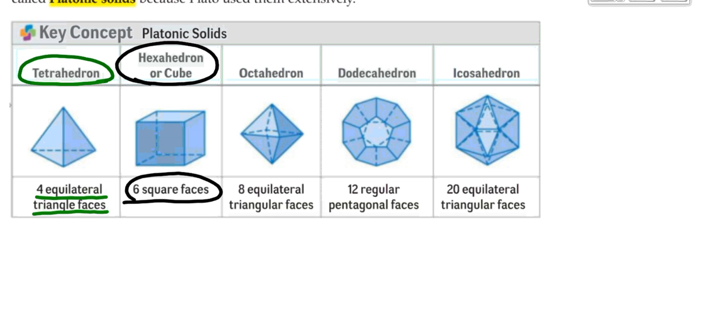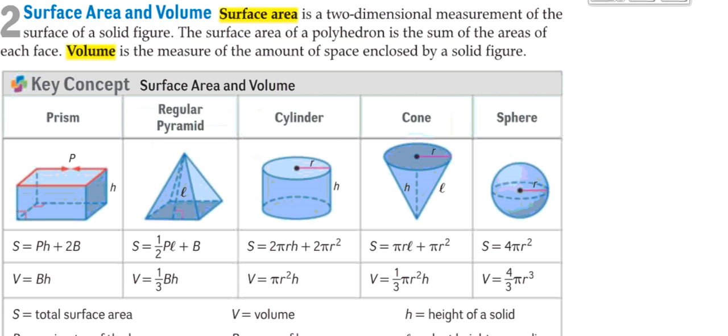So those are the platonic solids. You have to know the first 2 as we go through that. Then the next handout has lots of formulas. So find that one and make sure that you're ready. Okay, do you have this one? Yes, you should. Okay, and so this is about surface area and volume.